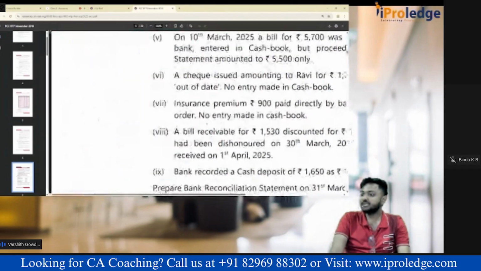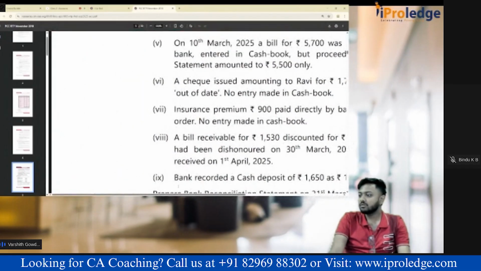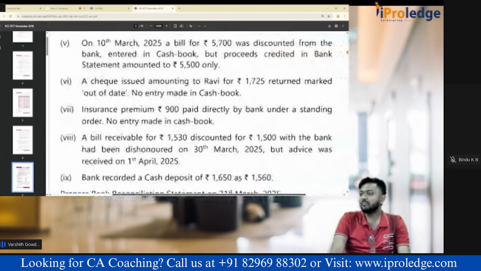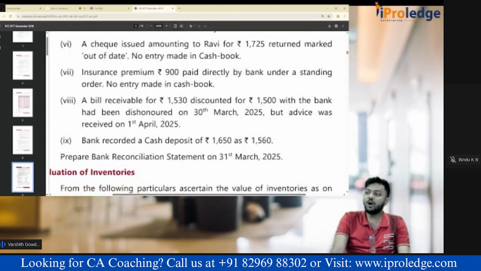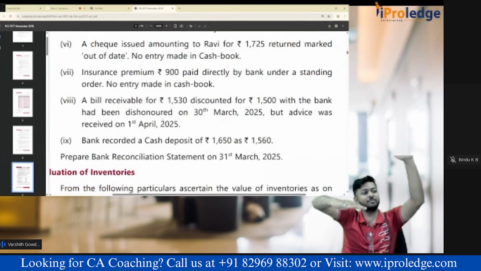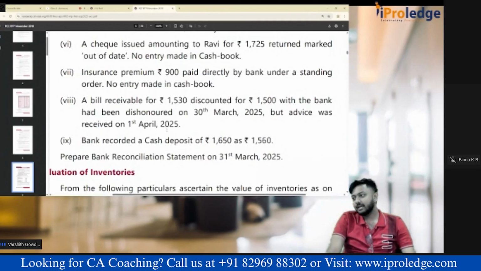So next, what do we have? Insurance premium 900 paid directly by bank under a standing order, no entry made in cash book. So what happened? Money is directly deducted from the passbook. So passbook is less, cash book is more. We are doing balance from cash book angle, so subtract. Minus 900. Next.